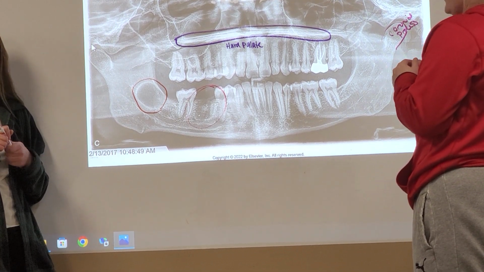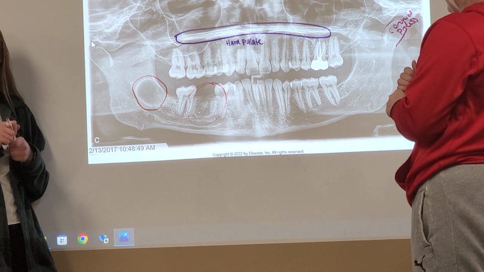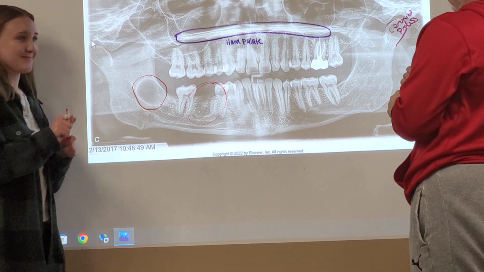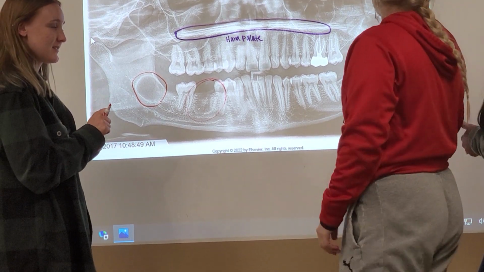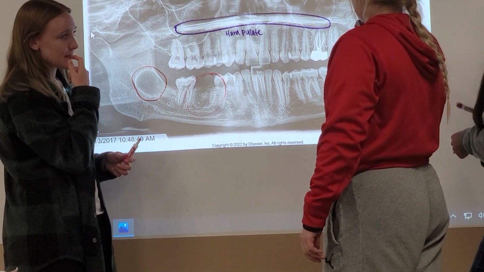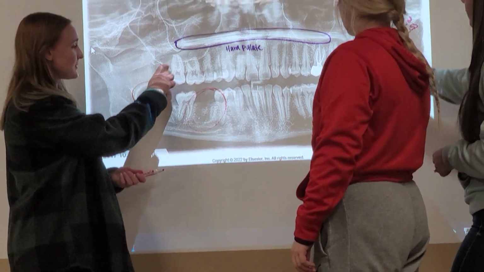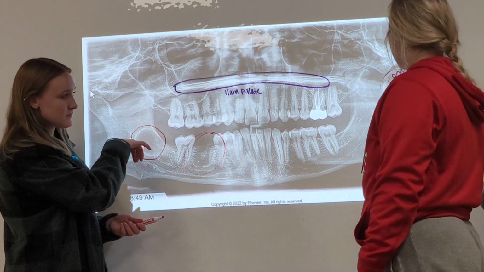Emily, where is your maxillary tuberosity? Oh, no, that's the tuberosity. It's right there. Oh, is this it? Yep. Where is your coronoid process?